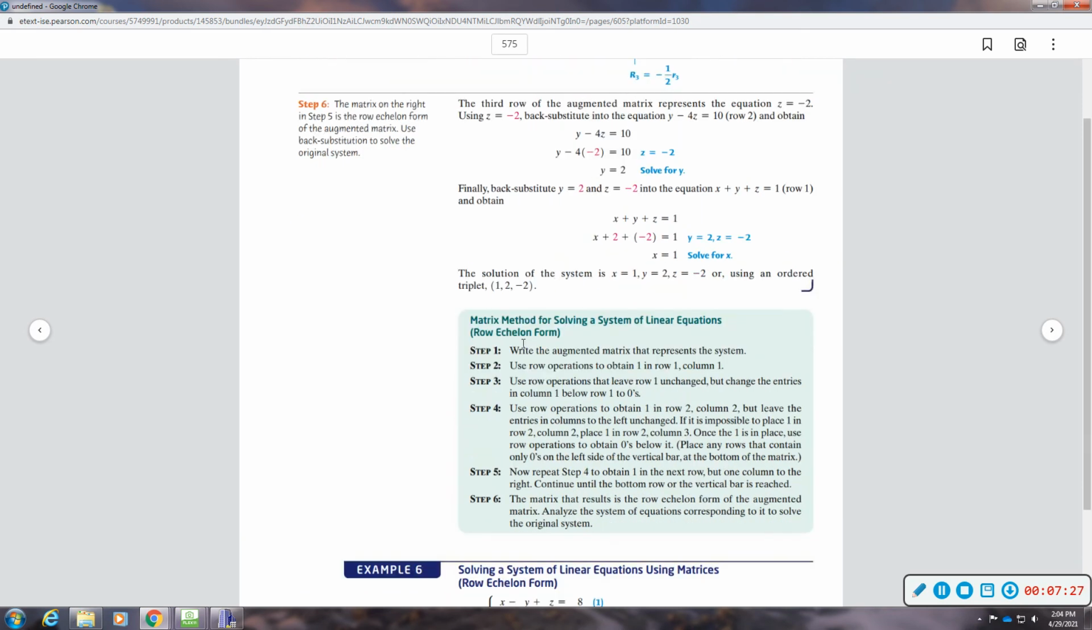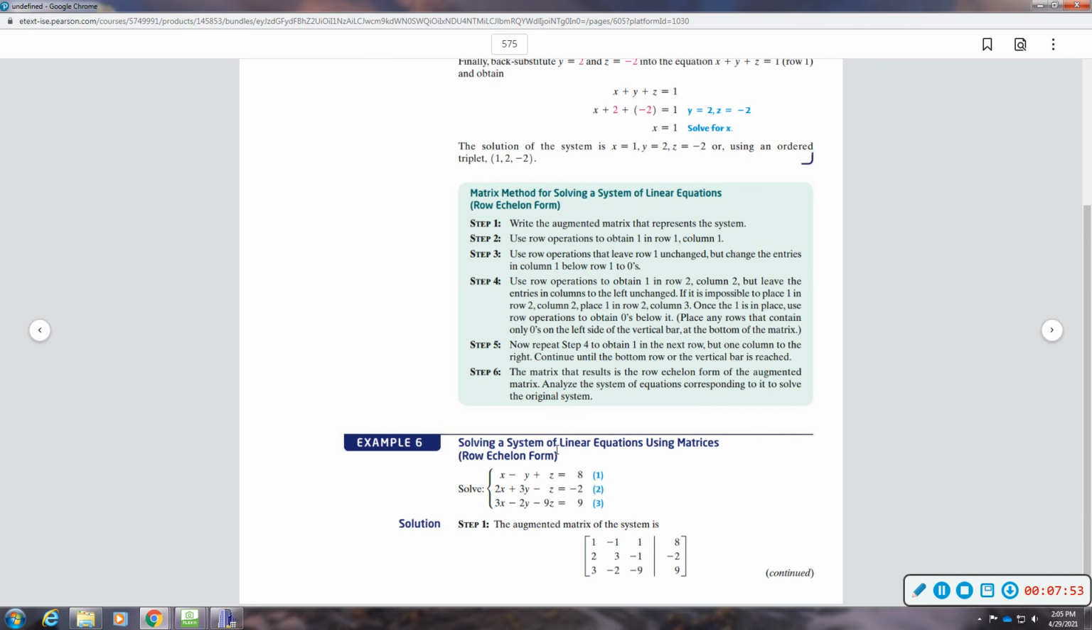Now we're going to get to the point where we're solving. So this is all that we're going to be doing. We're going to write the equations in matrix form. We're going to use those operations to get a 1 in the first row and column. We're going to use that row to manipulate the other rows to get 1s all the way down the diagonal. And we'll just continue to go through this until we reach row echelon form.